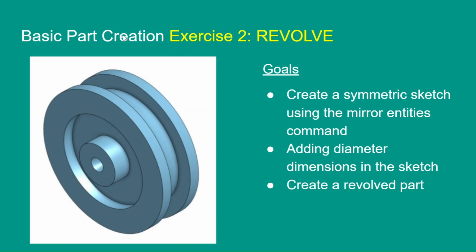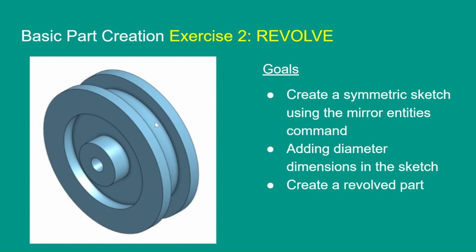Welcome. Today we're going to make the basic part creation exercise 2, Revolve. This one we're going to make this wheel here, this pulley or wheel. We're going to create a symmetric sketch using the mirror entities command. We're going to add diameter dimensions in our sketch, and we're going to create a revolved part out of that sketch.